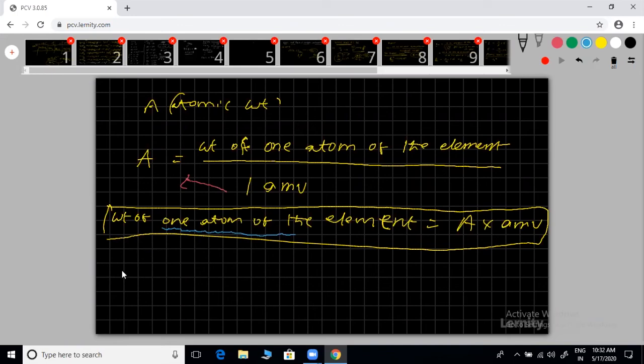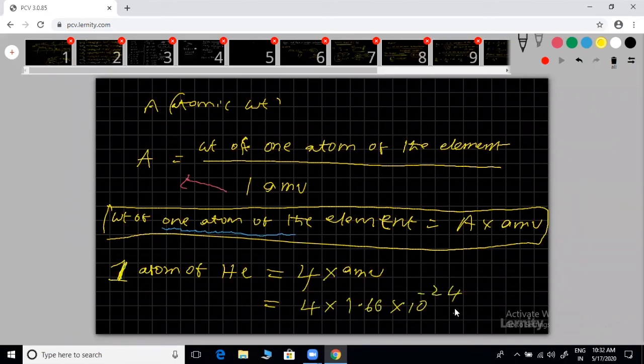Now I'm going to calculate one helium atom. I'm very clear which definition we are following, whatever I noted down. If you read every point properly, you can get the weight of one atom of helium. Helium is 4, you know that. Relative atomic mass into AMU. What is the AMU value here? Substitute 4 into 1.66 into 10 power minus 24 grams. This is the actual weight of a helium atom, the actual absolute weight.